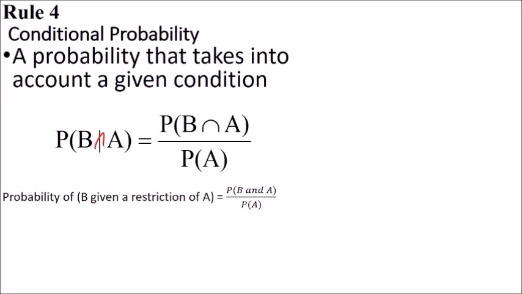Stick an and sign between them, and divide it by the probability of the second one. And that would be your formula over there. Okay, so the probability of B given A, restriction of A, is equal to the probability of B and A divided by A. So let's go ahead and take a look at an example here.